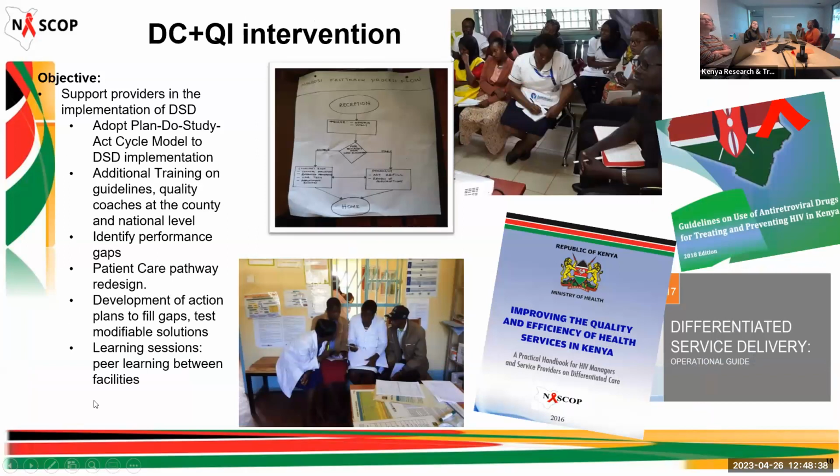Now, the environment for DSD and QI, we were able to give extra support in understanding additional training and guidelines, and how to apply quality improvement concepts and skills in gap identification, redesigning of care pathways, and developing action plans to fill those gaps that they had identified. They were also put in an environment where they had peer learning between facilities.